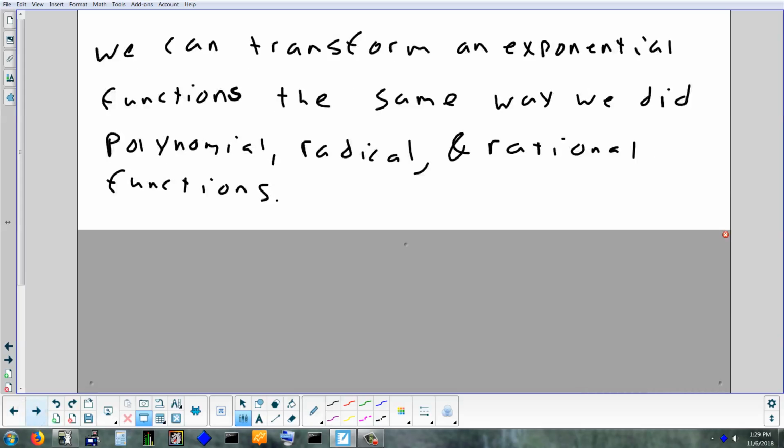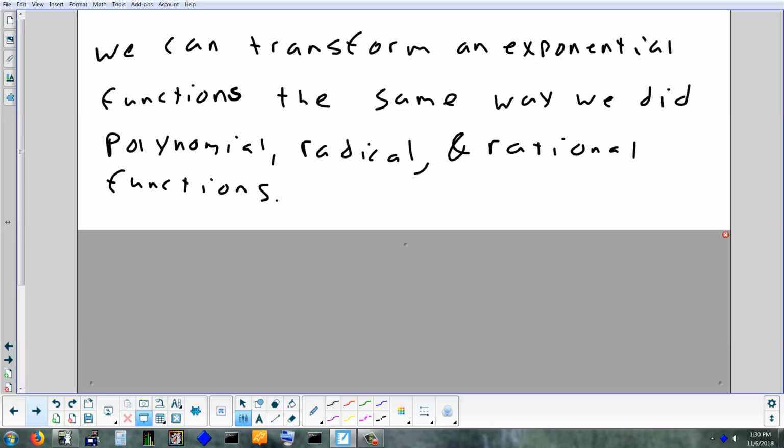So, transformations on exponential functions. It's exactly the same as all the transformations we've done all year. I'm not going to write it all down. I'll summarize it quickly. When you do stuff inside a function, that's your horizontal. When you do stuff outside the function, that's your vertical. Anytime you add or subtract, that is a shift. Either left, right, or up, down. Anytime you multiply, that is a stretch. Either up, down, or left, right.